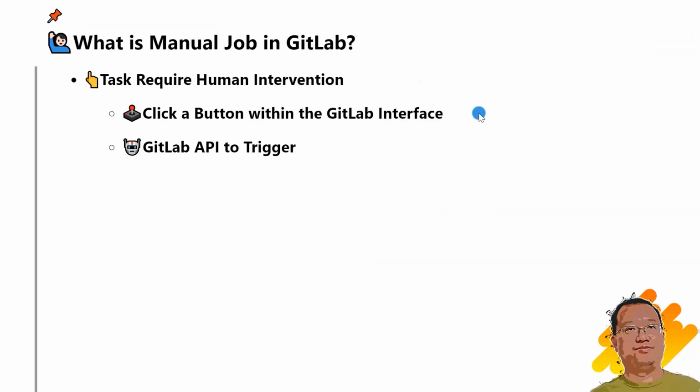To trigger a manual job, a user can simply click a button in the GitLab interface or use the GitLab API to trigger the job. This allows a user to control when a job runs and when it doesn't, giving more flexibility and control over the pipeline.